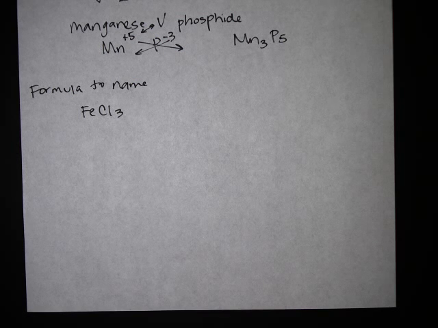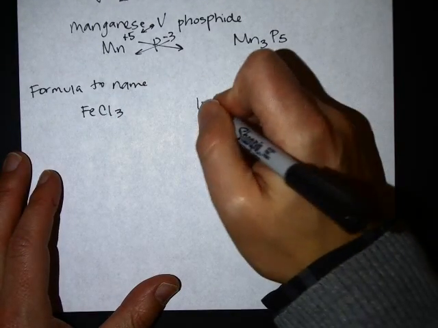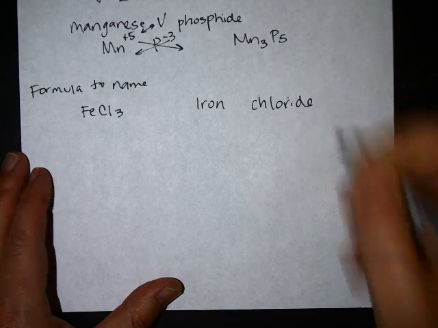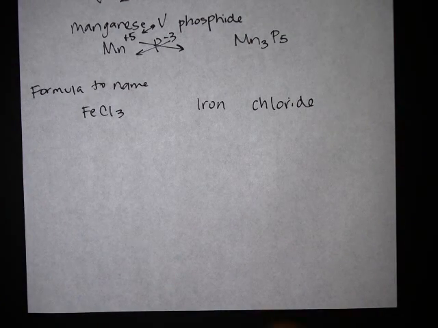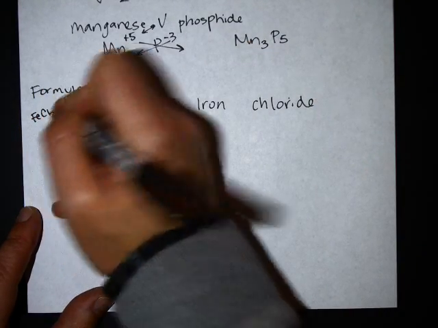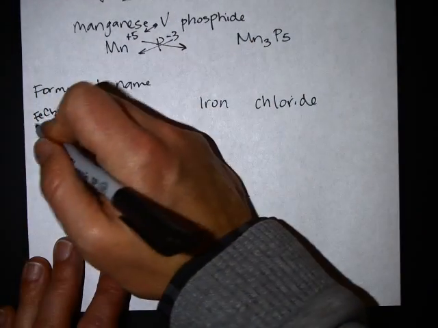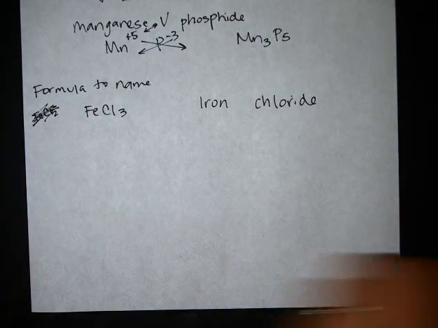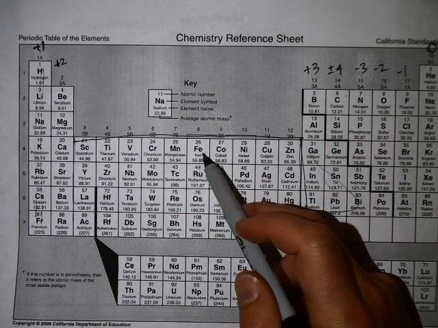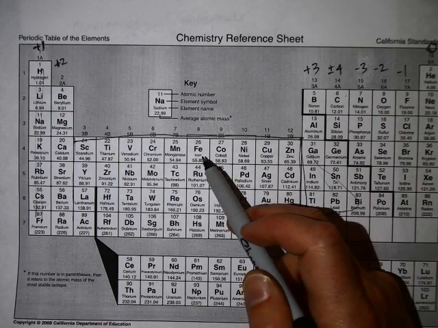Okay, when you write formulas to name, the first job is to think of the basic name. This would be iron chloride, and that's a great start. But how do I know you're talking about this iron chloride and not this one? That's where you need Roman numerals. That's why you need them. Or you just say, oh, iron's right here, so let me just write its charge. Oh, wait, I don't know its charge because it's in the middle. That indicates that you need to use a Roman numeral when you write this out.